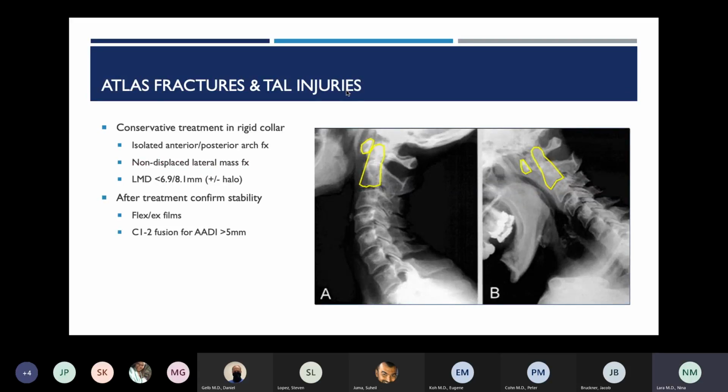Okay, so conservative treatment with these is in a rigid collar, again for the isolated anterior or posterior arch type 1s, or non-displaced lateral mass fractures, or if there's not significant lateral mass overhang. If you do decide to treat these, you need to confirm stability again with flexion-extension films. And then you need to perform a C1, C2 fusion if the atlanto-dens interval is greater than 5.